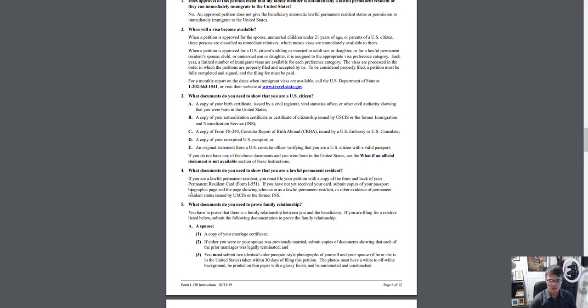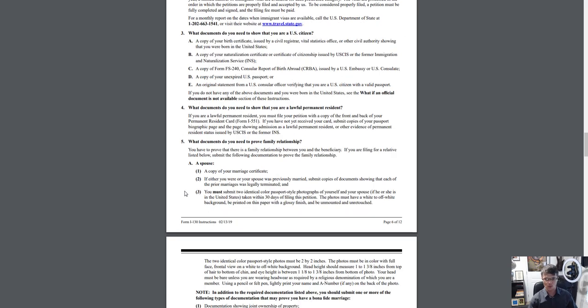Now, what documents do you need to show that you are a lawful permanent resident? Obviously, you're gonna have your permanent residence card, green card in other terms. You can provide that. Now, what documents do you need to prove family relationship? Now, obviously, like I said, it's in case of a spouse. If it's a spouse, obviously you're gonna have a marriage certificate copy. Make sure you provide copies.